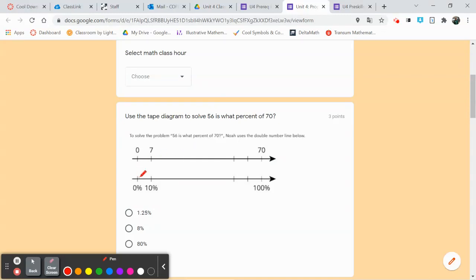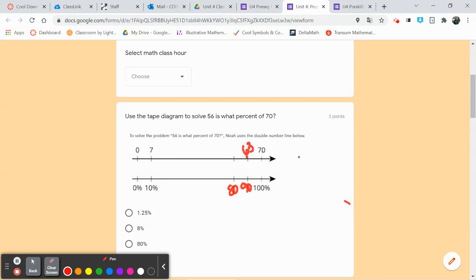Notice on the percents, they're counting by tens. So I'm going to go backwards. 100% minus 10 is 90%. And then 90% minus 10 is 80%. So now I've filled in those lines with my percent numbers. Now let's go to the top. They're counting by sevens. So 70 minus 7 gives me the next number, which is 63.